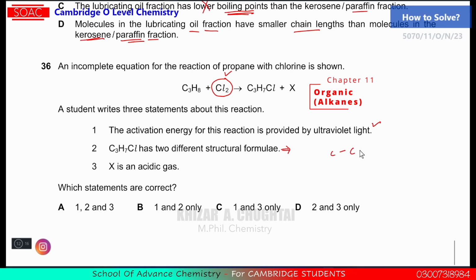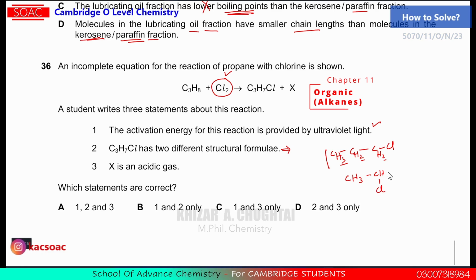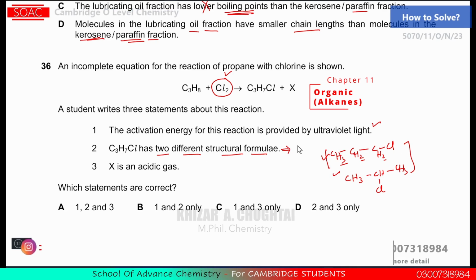Three carbons are over here, and let's suppose the first carbon is having Cl, then CH2, CH2, and CH3, C3H7Cl. Yes, one of the possible options is this one. The other one is an isomer, maybe CH3, CH, and this time I'm going to place Cl at carbon number 2 in the middle. So yes, it is true. This has two different structural formulae, two isomers. Yes, it's true.